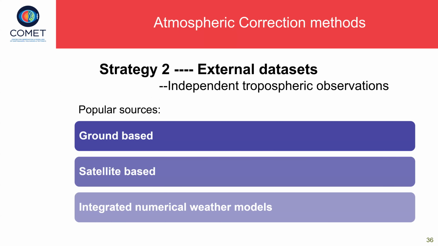Okay, that's the first strategy. The second strategy is the external datasets. Apart from using empirical equations, we can use external datasets. For example, we can use ground-based, satellite-based, or integrated observations, which is called a numerical weather model, which contains both ground-based and satellite-based data. So there are a lot of data we can use to correct for the tropospheric error.